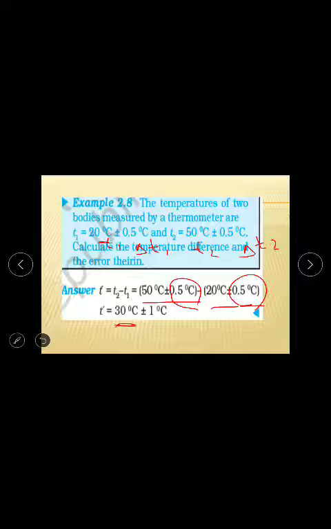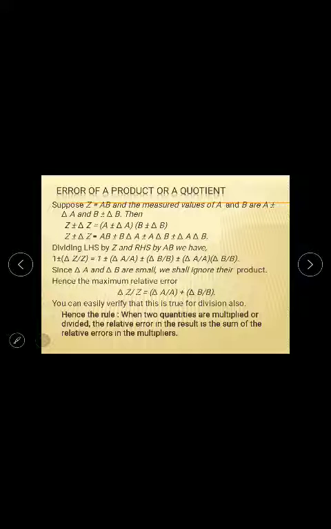So you know the rule, when two quantities are added or subtracted, the absolute error in the final result is the sum of absolute errors in their individual quantities. Always we have to add the absolute errors. Next rule we are going to study, that is error of product or quotient.